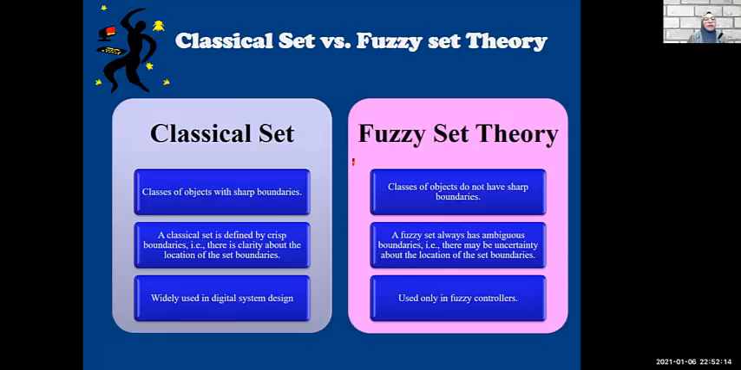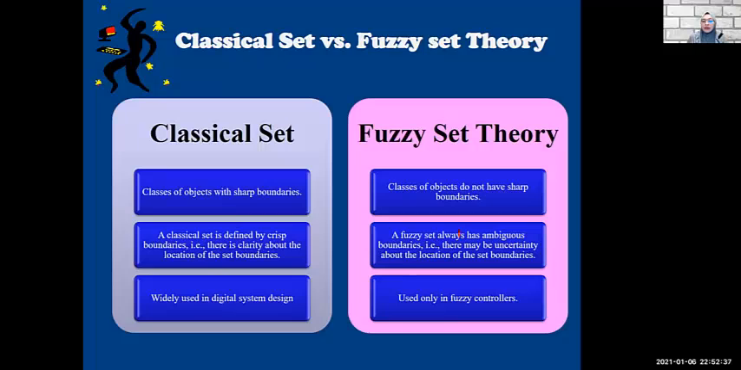Let's compare classical set and fuzzy set theory. So in classical set, classes of objects with sharp boundaries. A classical set is defined by crisp value or crisp boundary. There is a clarity about the location of the set boundaries. So widely used in digital system design.